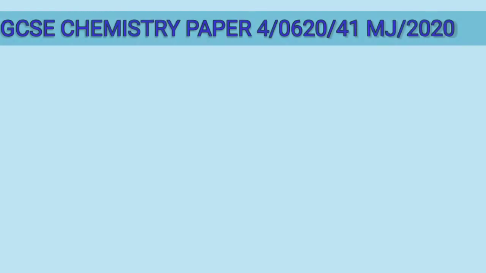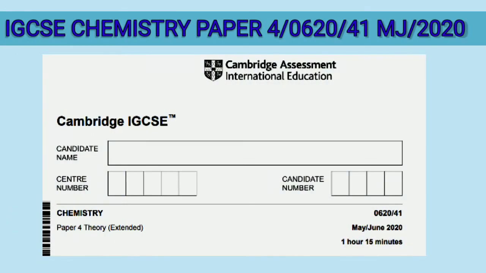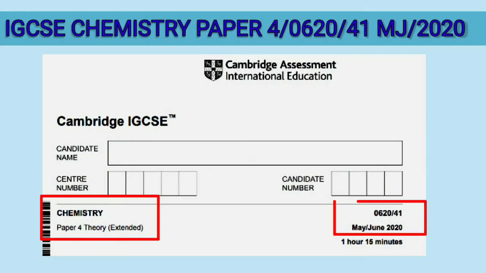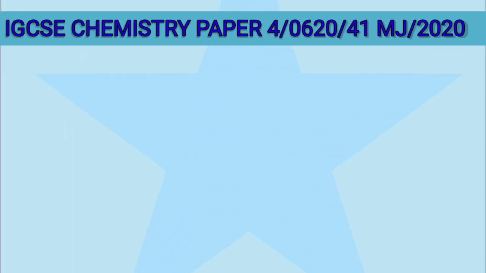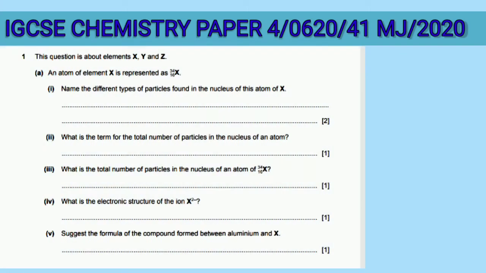Hello friends, in today's video we are solving one chemistry paper, paper 4 0620/41 May June 2020. Let's start with our first question. The question is about elements X, Y and Z.